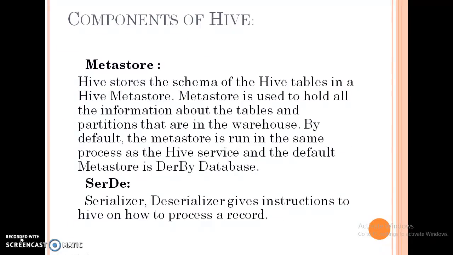Now we'll see the main components, that is metastore and SERDE. Hive stores the schema of Hive tables in a Hive metastore. The metastore is used to hold all the information about the tables and the partitions that are in the warehouse. By default, the metastore runs in the same process as the Hive service, and the default metastore is the Derby database. The next we'll see is SERDE. Serialize, deserialize gives instruction to Hive on how to process a record.